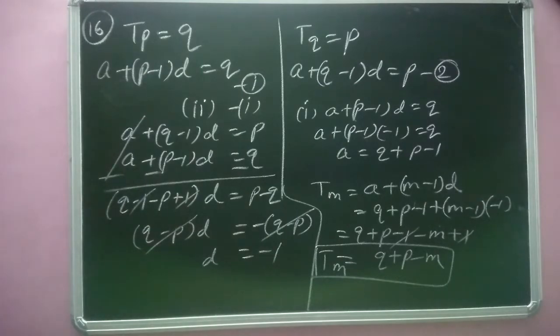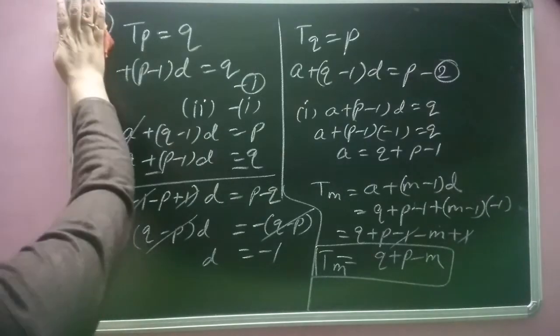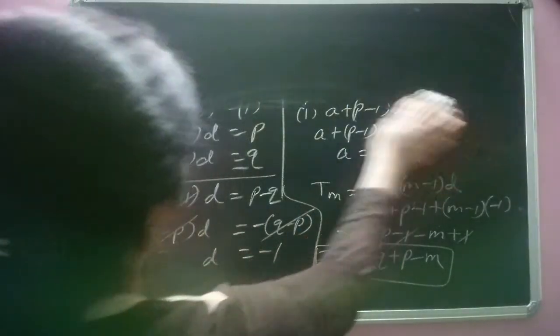So here again two equations were given. We solved them, we got a and d, and finally we found the mth term from it. In the next question, again two equations are given, and similarly we have to solve them, get a and d, and we have to find the rth term, that is tr, from it.